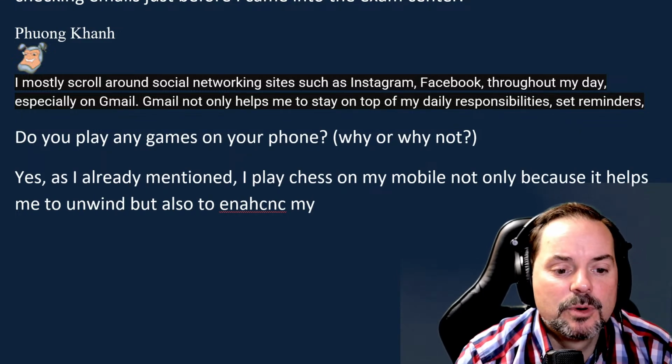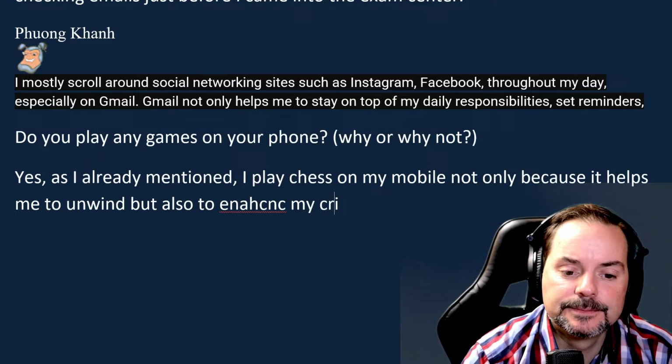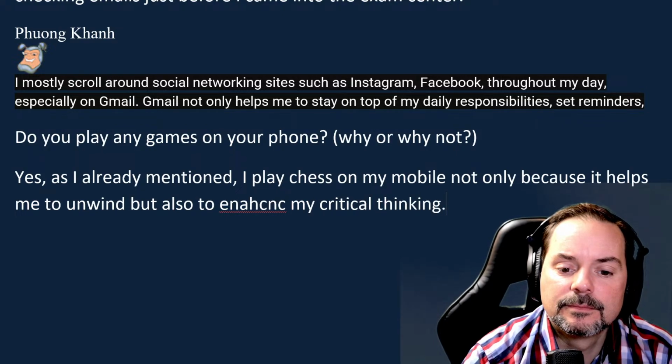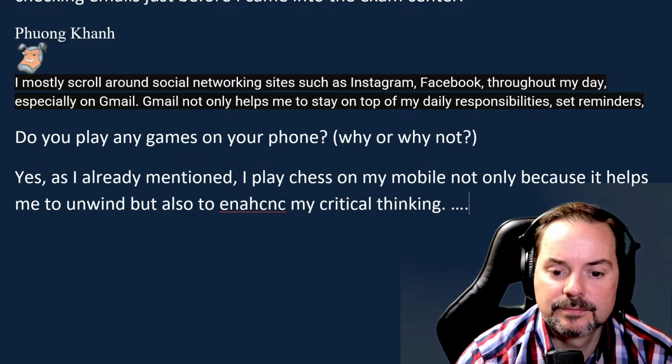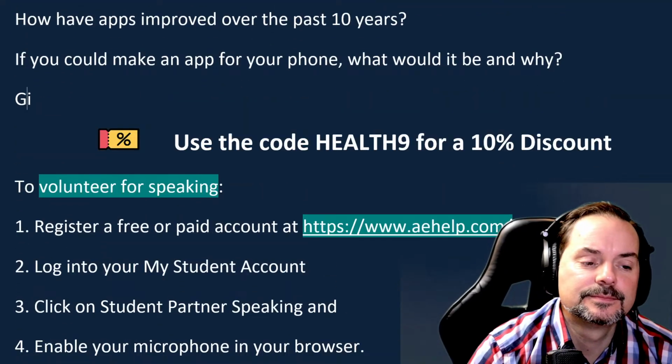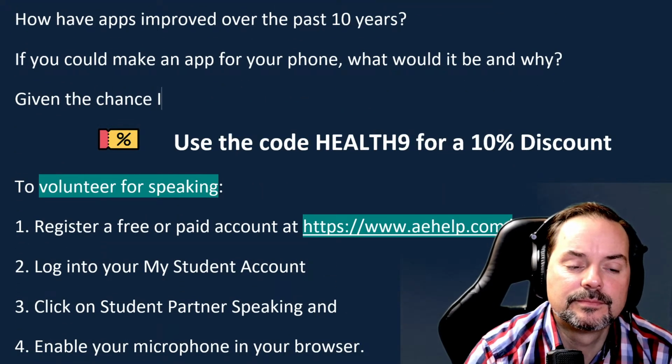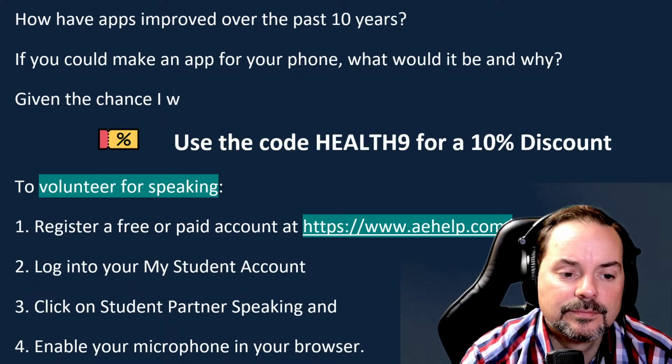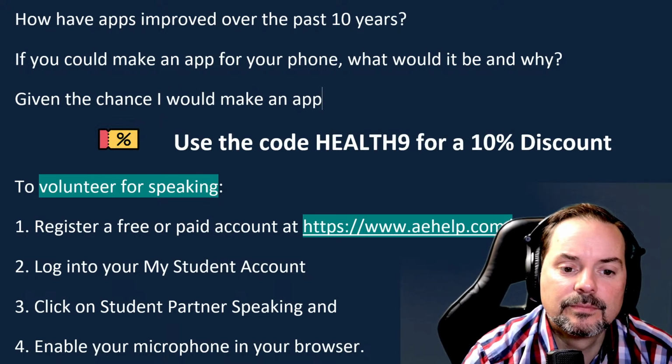If you could make an app, what would it be? Given the chance, I would make an app called My Book because I am an avid reader and I want people to be able to read the memoirs of different outliers and enhance their general knowledge.